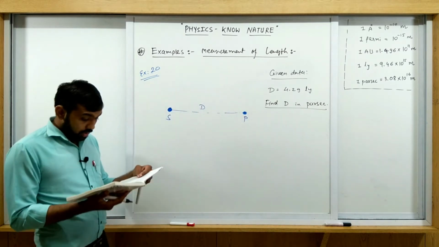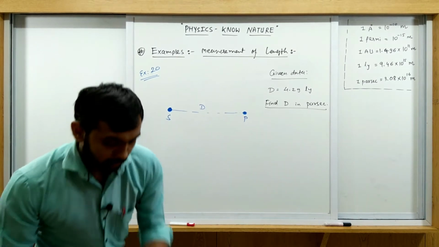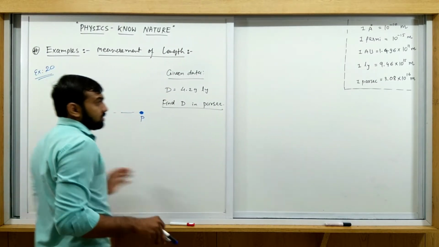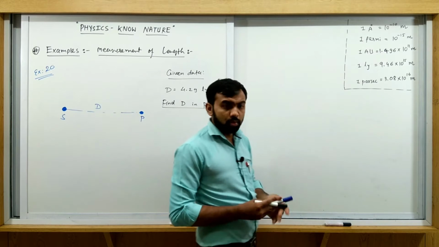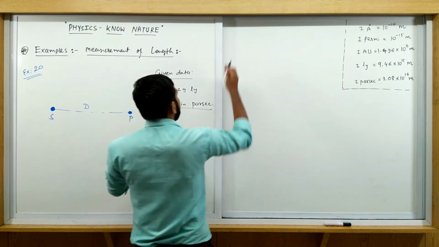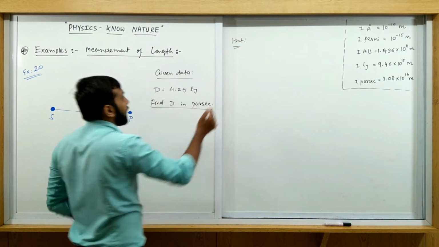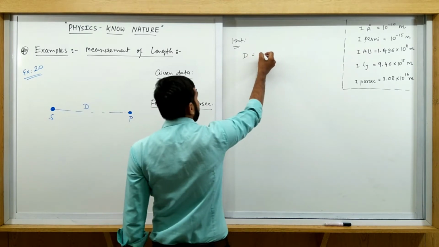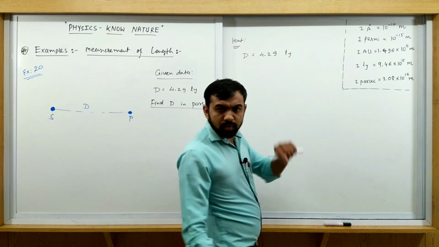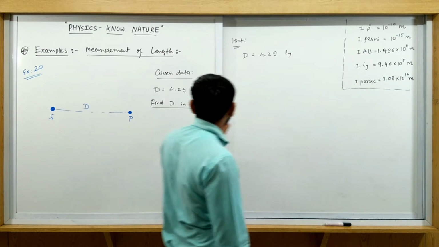Okay, first question. Now again some questions are given to us, but before we go to that, let us first find this D. Here some data are given for more information. So what is the hint to solve this problem? Hint. D is given in a light year. So D is equal to 4.29 light year. Now as we discussed in the theory session, 1 light year is equal to this much of meter, and we have to convert into parsec.